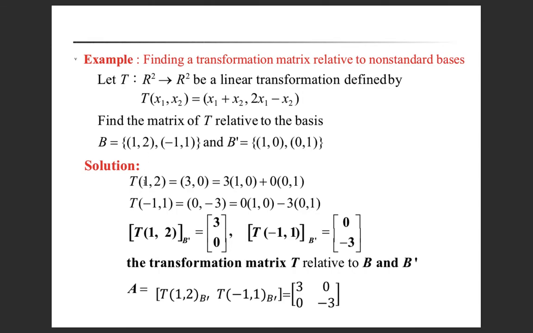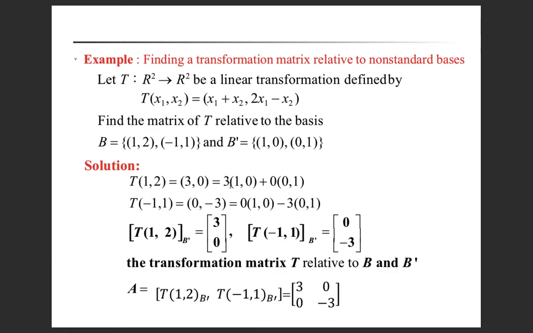Now T(1, 2) is equal to, T(x1, x2) is x1 plus x2 and 2x1 minus x2. So T(1, 2) is equal to 1 plus 2, 3, and 2 into 1 minus 2, so 2 minus 2, 0. So this is (3, 0). Now the basis for B dash are (1, 0) and (0, 1). We will write here (1, 0) and (0, 1) first. Then we will find the elements to be written before (1, 0) and before (0, 1) in such a way that the result is (3, 0).